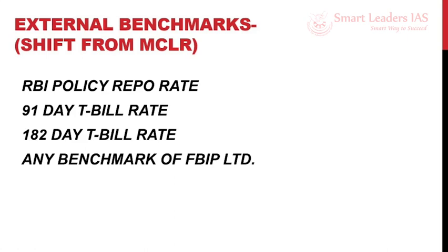So what are they? First, external benchmark. Understand, we have a regime called MCLR, marginal cost based lending rate. So this is an internal benchmark. Internal benchmark means the banks are free to decide the interest rates based on their marginal cost. It is an internal affair. RBI has been saying this is not ensuring monetary transmission. So what I'm going to do is, from henceforth, you will shift to a new system called the external benchmark system.